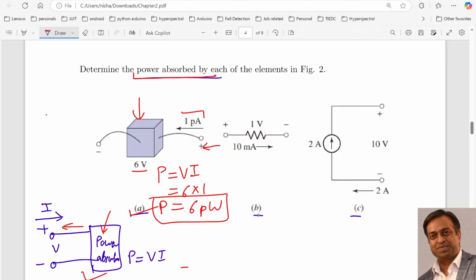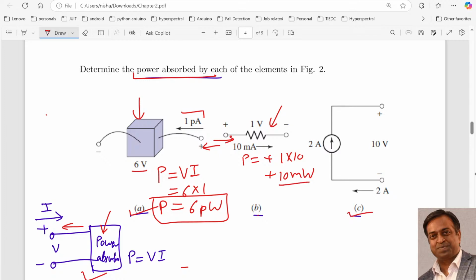Now coming to the second one, again we determine power, which is V into I, and over here it is 1 into 10, which is 10 milliwatt, but plus or minus? Since the current direction is this, it is entering the positive terminal, so it is positive, right? So again, it is the absorber and the power absorbed is 10 milliwatt.